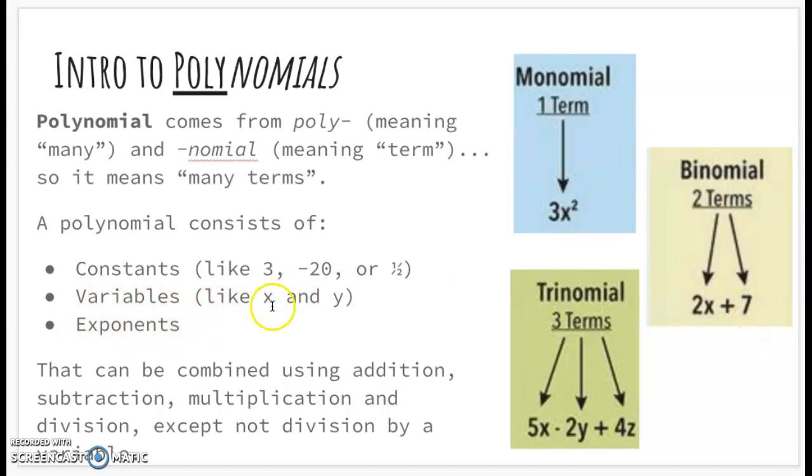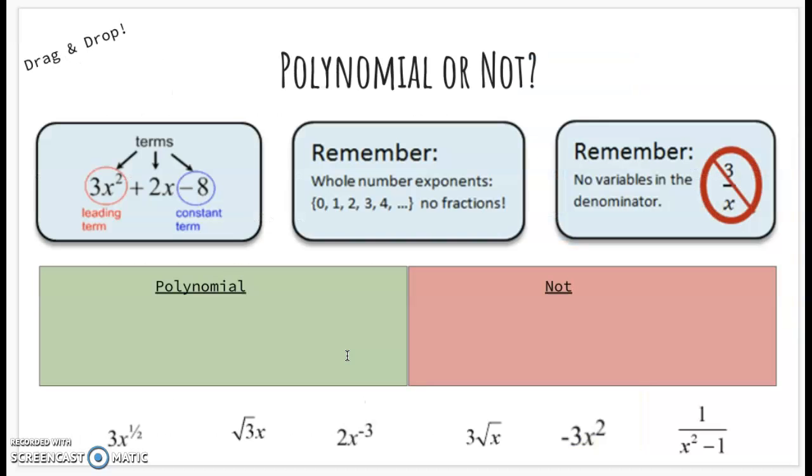It also consists of variables like x and y, so you'll notice each of these polynomials shown here have variables, and there are exponents. So for example, this squared value on our x squared would be an example of the exponent. The number out in front of your variable is called your coefficient. So polynomials consist of these terms that can be combined using addition, subtraction, multiplication, and division, except you can't have division by a variable. Okay, so let's look at what that means.